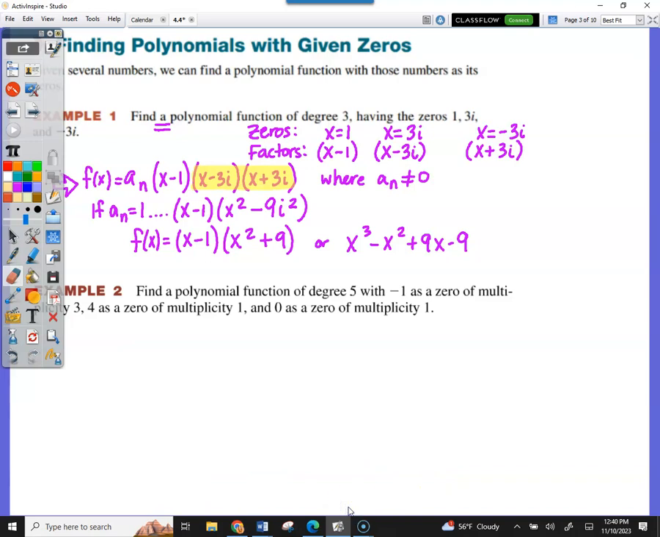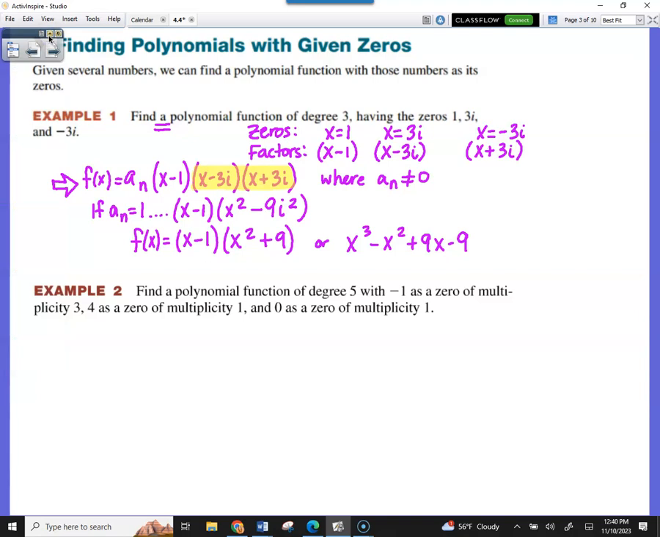Okay. We did this example right here, where it asks us to just find a generic polynomial with the following zeros. So I listed the zeros, and then underneath it I listed their corresponding factors. And then you just put it together in function notation, and you create the polynomial. You do have to multiply everything out, which is what we did yesterday.